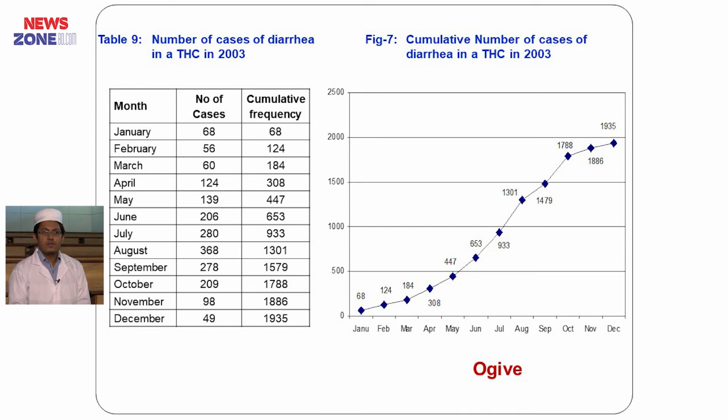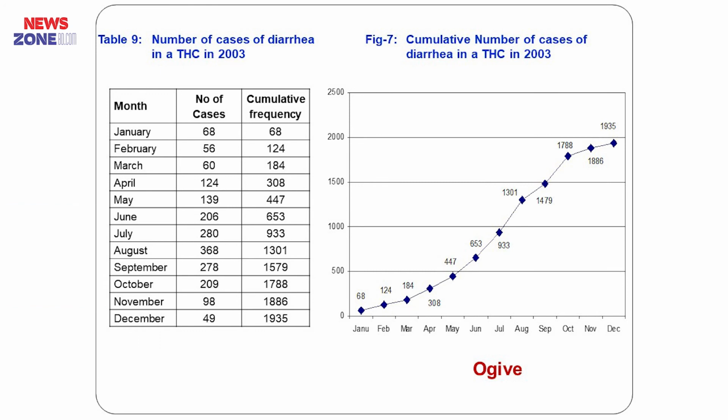We have to plot the information of the cumulative frequency column on the right side on graph paper, and this type of chart will appear. In the chart, the line goes either upwards or horizontal, never downwards, because cumulative frequency never goes below the previous data, since we are adding the previous data. So, this is the ogive or cumulative frequency chart.